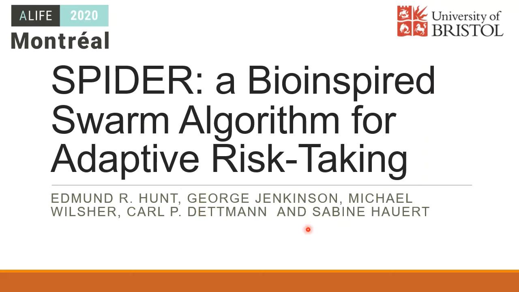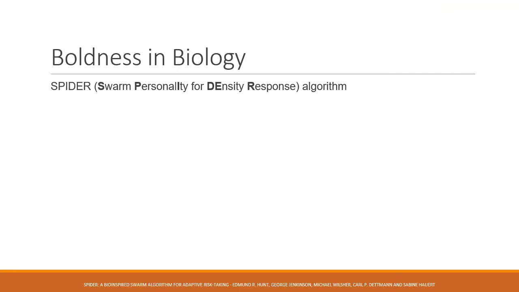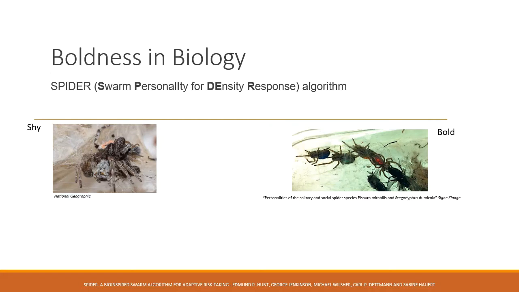I'm going to be presenting our paper, SPIDER, a Bioinspired Swarm Algorithm for Adaptive Risk Taking. SPIDER stands for Swarm Personality for Density Response Algorithm, and it's based on the idea of boldness in biology. An example of boldness in biology is Stegodyphus dumicola, a social spider with a spectrum from shy to bold that allows them to take on tasks that have different risk appetites for hazards.